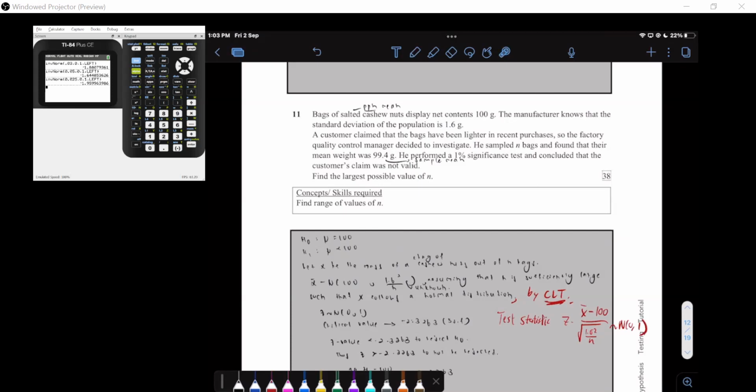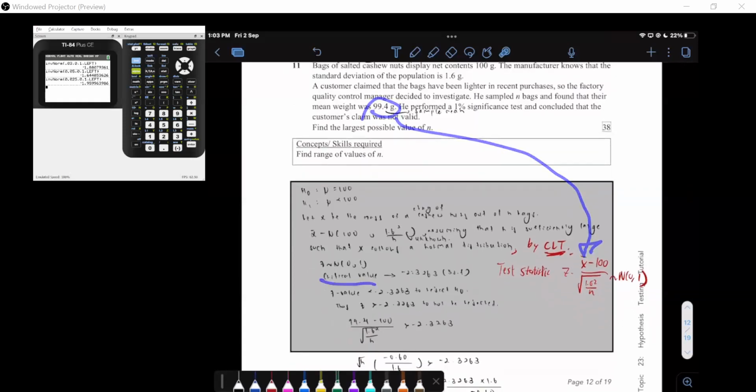A customer claimed that the bags have been sampled N bags, found that the mean weight is 99.4. That's your X bar. Then he performed a 1% significance test. So you took a critical value, you got negative 2.3263. I think you are taking 1% in your inverse norm, right? Okay, let's just calculate that.